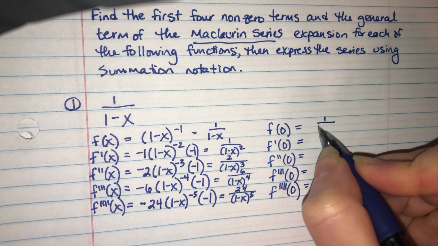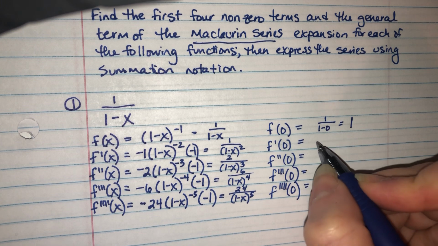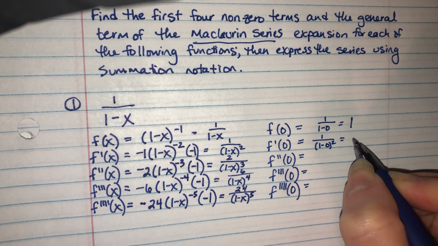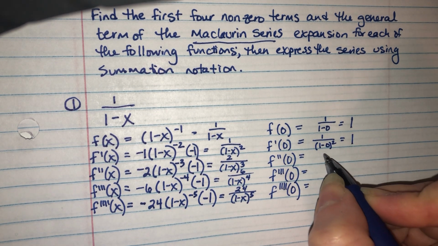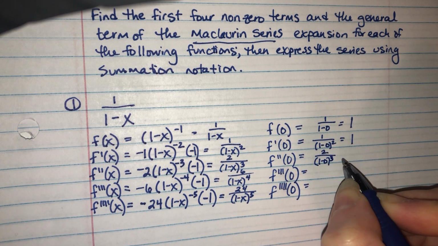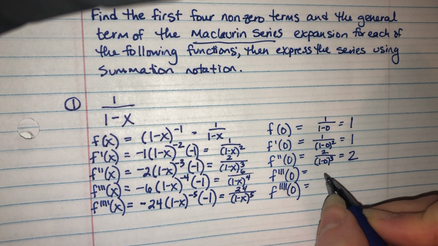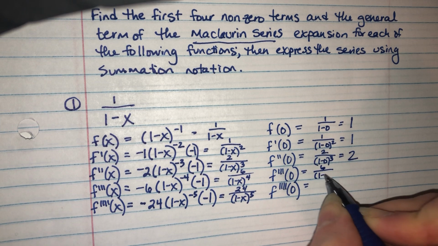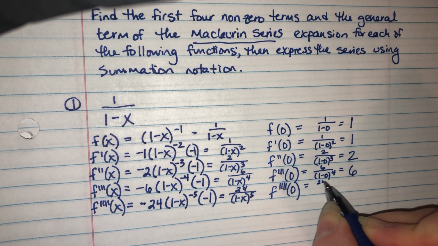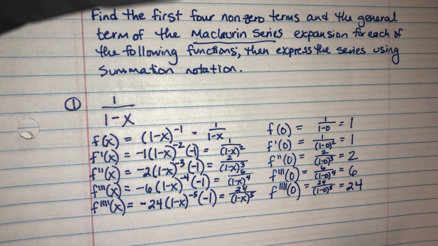So I have 1 over 1 minus 0, which is 1 divided by 1, which gives me 1. F prime of 0 is 1 over (1 minus 0) squared, so this is again equal to 1. The next one is 2 over the quantity (1 minus 0) cubed, so that's basically 2 divided by 1. And then I have 6 divided by (1 minus 0) to the 4th, which is 6. And then I have 24 over (1 minus 0) to the 5th, which is 24.